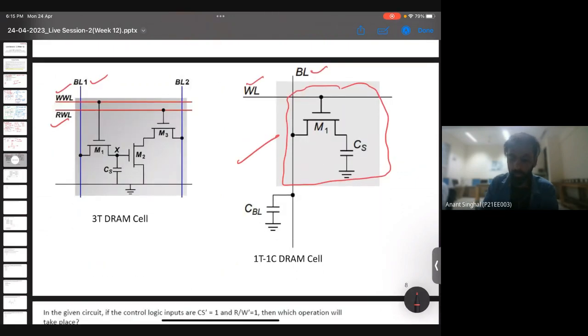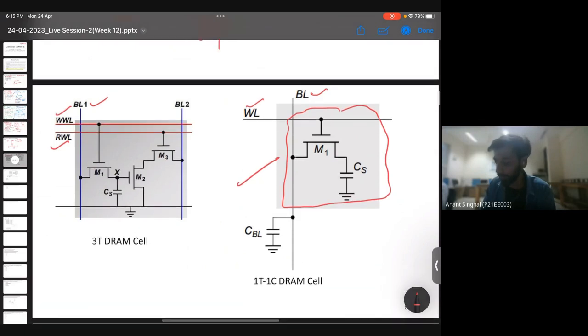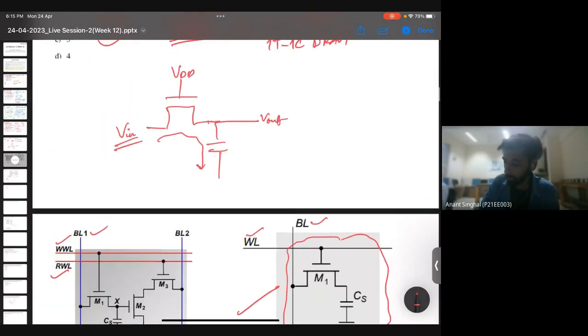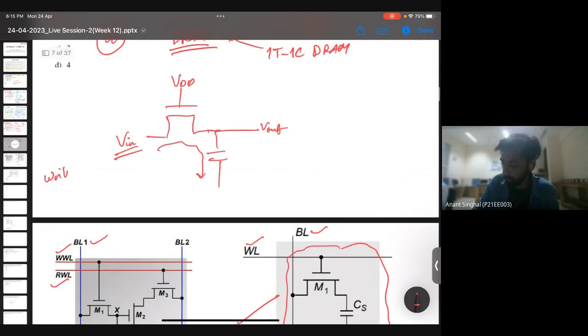Is it fine? I'll explain the working of it, but is it fine? Yes, sir. So first let's talk about this three transistor DRAM. We again have two operations, one is write and one is read.